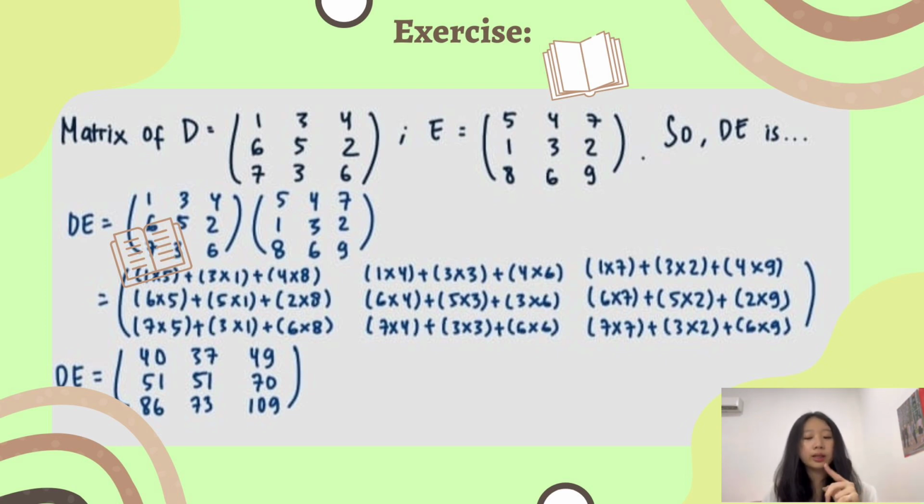For the G, 7 times 5 plus 3 times 1 plus 6 times 8. For the H, it was 7 times 4 plus 3 times 3 plus 6 times 6. And for the last one, it was 7 times 7 plus 3 times 2 plus 6 times 9. Then the matrix of DE remains 40, 37, 49, 51, 51, 70, 86, 73, and 109.